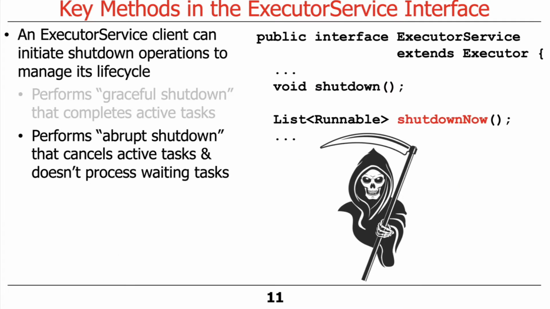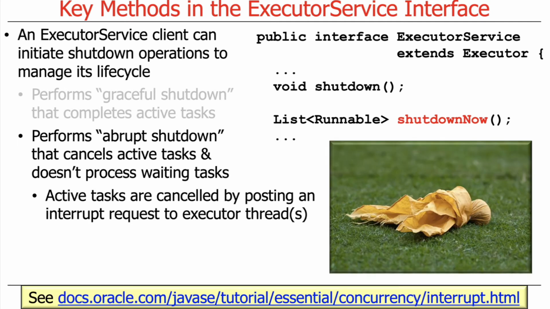There's another shutdown method called shutdownNow, and this performs what's known as abrupt shutdown. This cancels active tasks. That's the difference between shutdown and shutdownNow. It cancels the active tasks, and like shutdown, it doesn't process any waiting tasks. So once shutdown is initiated by either shutdown or shutdownNow, things come to a screeching halt with respect to new tasks, but shutdown lets existing tasks run, while shutdownNow tries to interrupt them. And we'll talk more about what it means by tries to interrupt later.